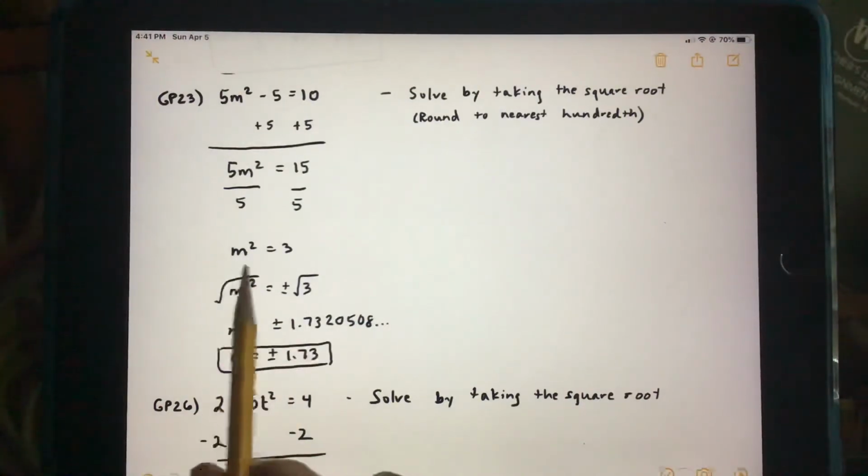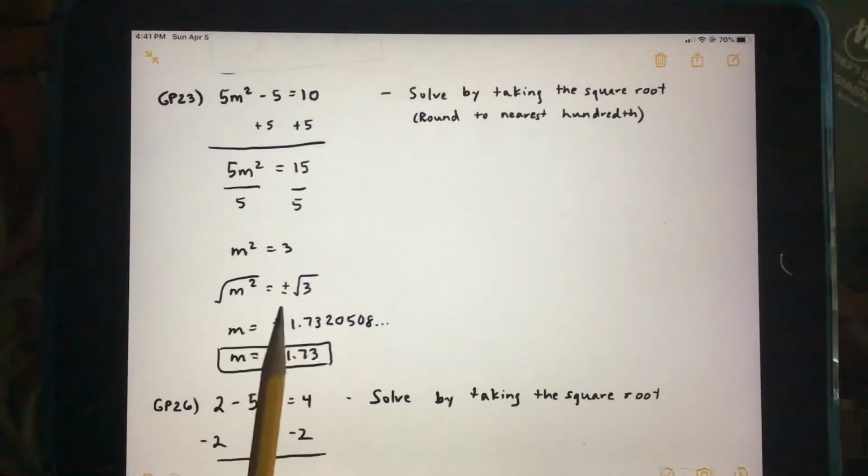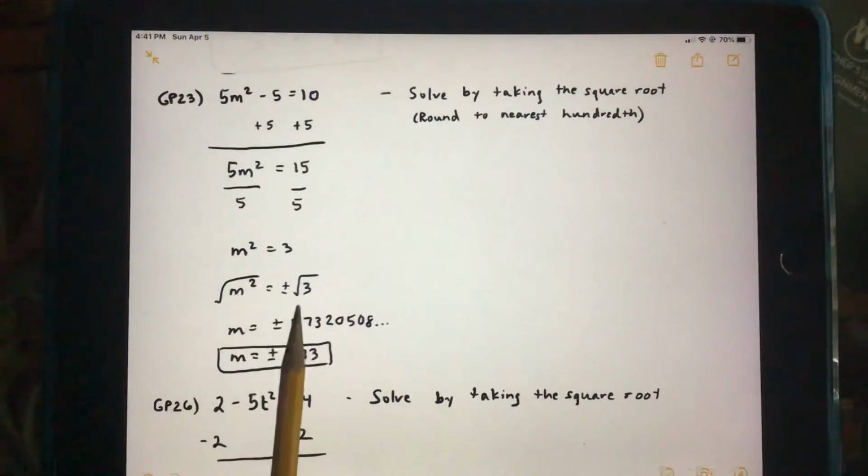Once we have the squared term by itself, that's when we want to take the square root of both sides, and we get both a positive and a negative root. We use our calculator to find out what the square root of 3 is. And we see a lot on our display, but all we need is rounded to the nearest hundredth. So that 2 tells us to round that 3 down, so it stays the same. So m is both positive or negative 1.73.